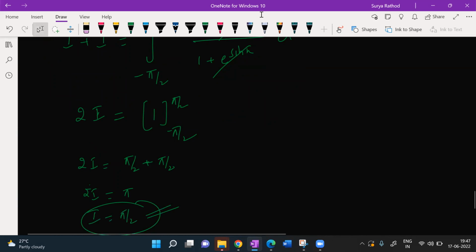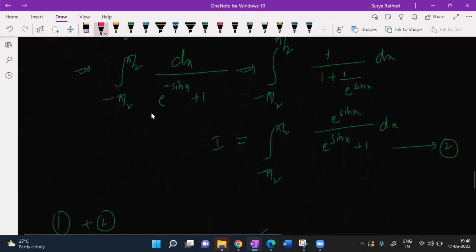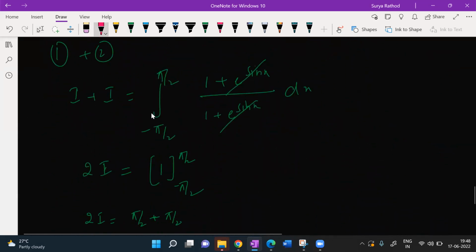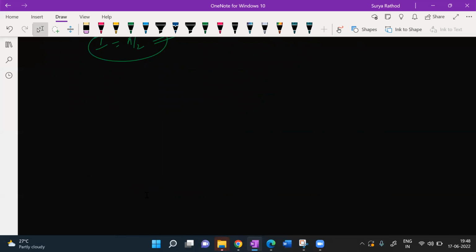Hope we have an option. Do we have pi by 2? Yes. Option C is correct. Wonderful. Very, very simple. We don't have anything difficult over here. The thing is, you should know the properties. If you know the property, that's it. You will understand and get it very easily.